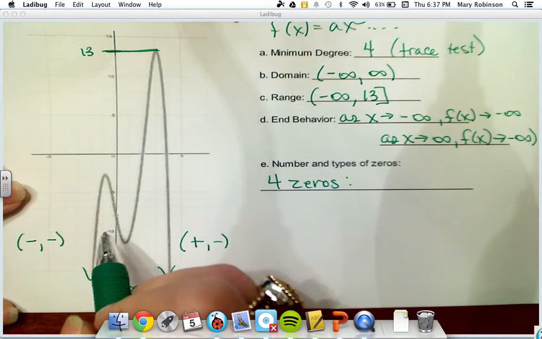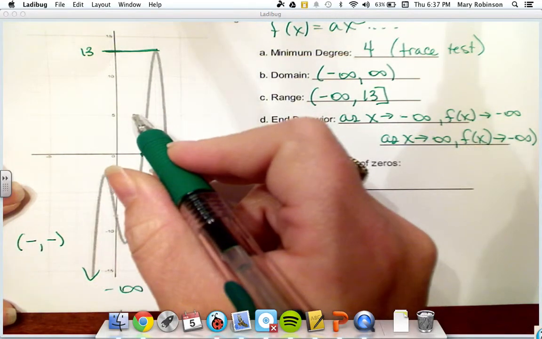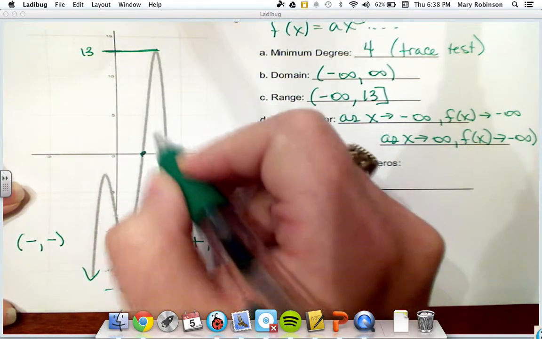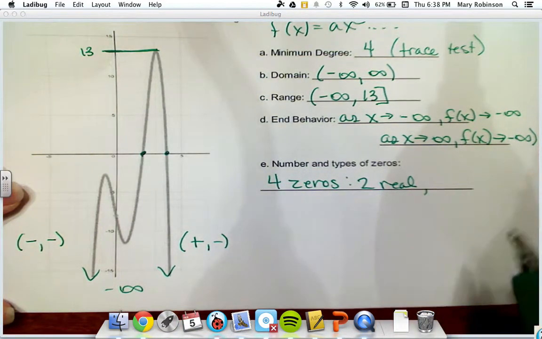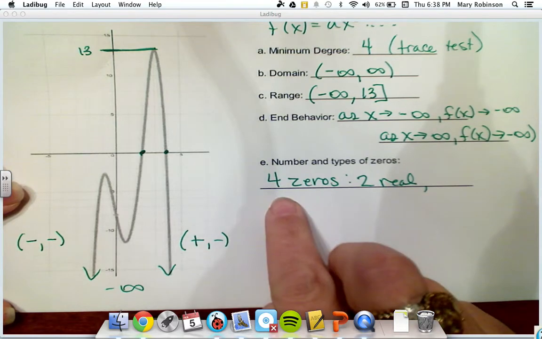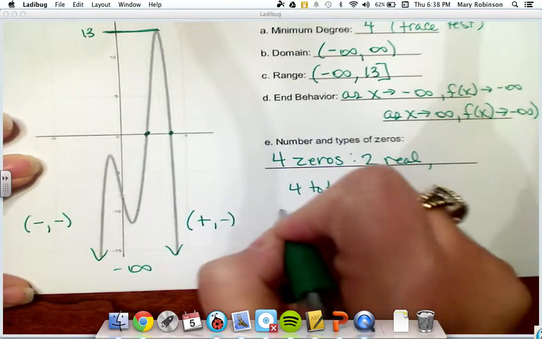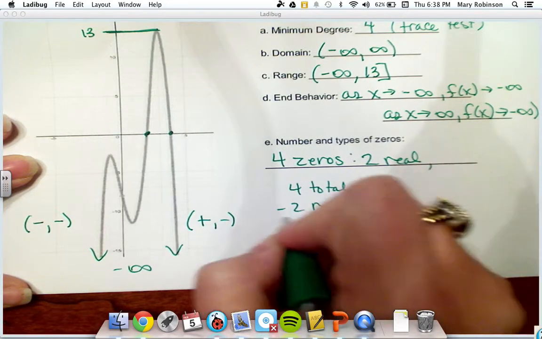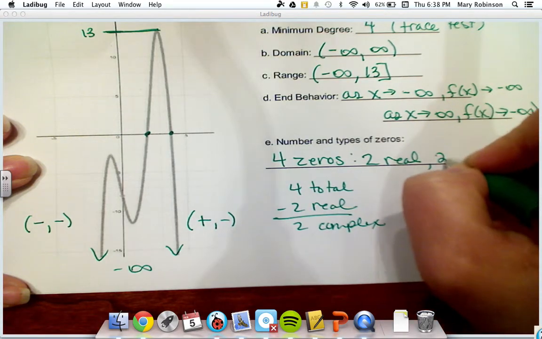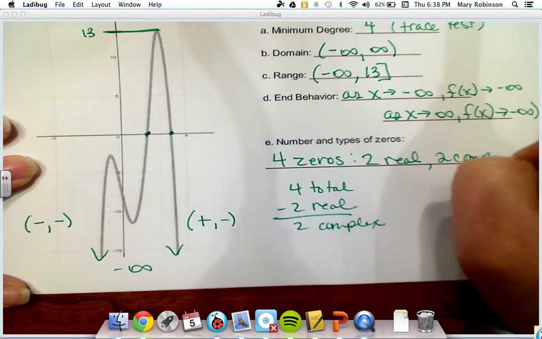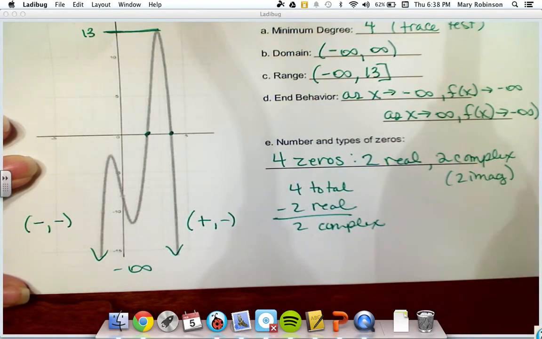Well, if you look at your graph, you can see that here you have a real 0 and it crosses, and here you have a real 0 and it crosses. So that means we have 2 that are real. Well, you have to have 4 total. So since there are 4 total, if you subtract the number of real zeros, that leaves you with 2 complex zeros, or 2 imaginary. So you can use the word complex or imaginary. That would be fine, either way.